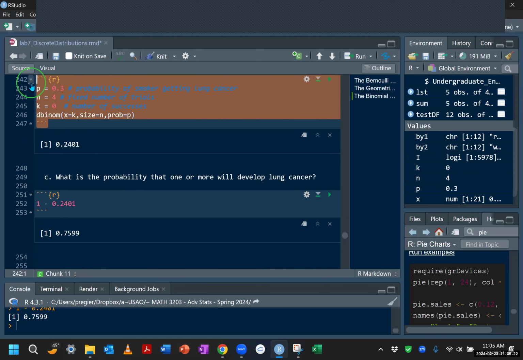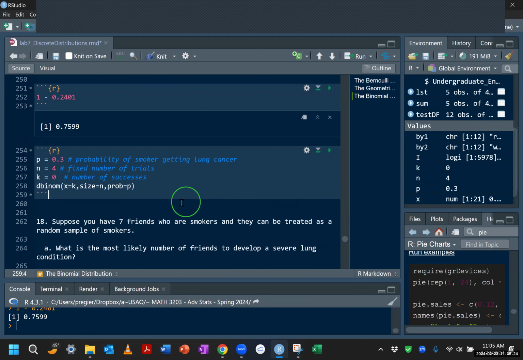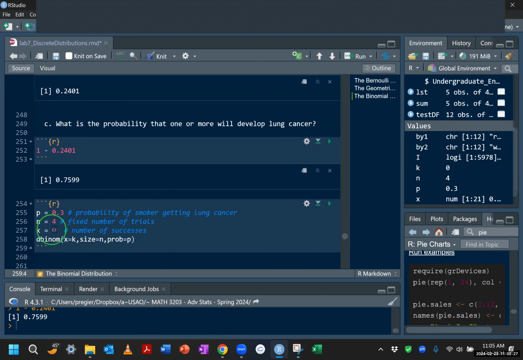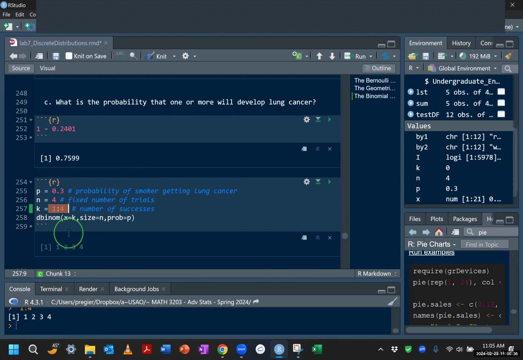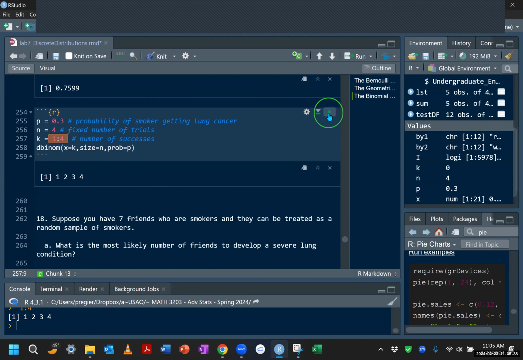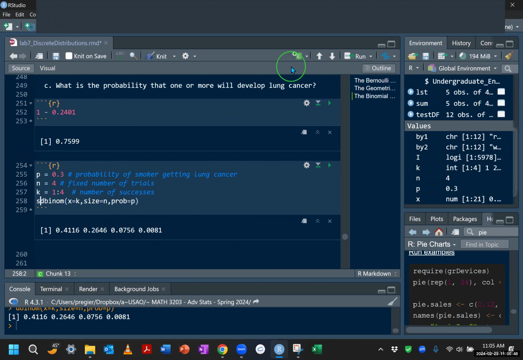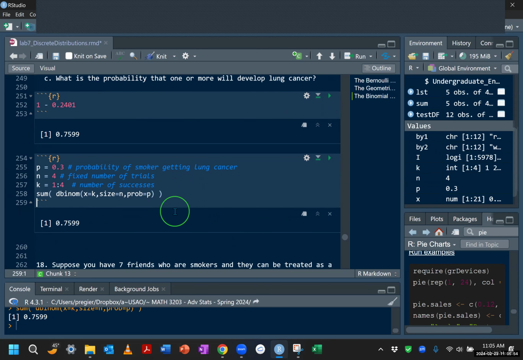The other way you could do it, I actually kind of like this way because it makes more sense to me, is if I have 4 friends, I want to know the chance of 1 or more developing lung cancer. I could say 1 colon 4. 1, 2, 3, or 4 is the K that I'm looking at, and I could do dbinom of those. These are all my probabilities for that. So these are the 4 outcomes that could occur if 1 or more. So I just need to add them together since they're mutually exclusive events, and we get the same answer.